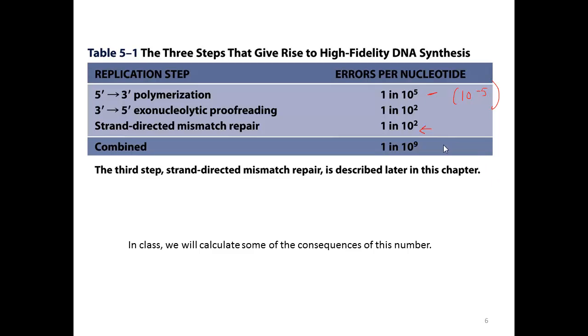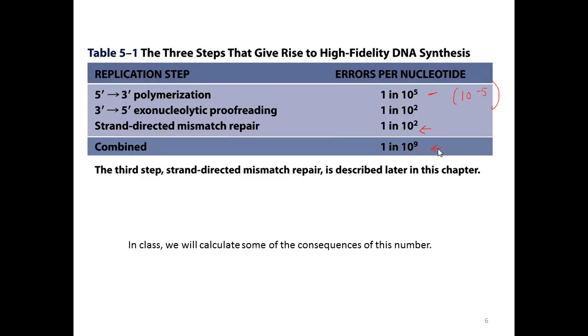So overall, in DNA replication, 1 base out of 10 to the 9th, so 1 base out of 1 billion, is incorrectly included into the genome. Now, you have 3 billion base pairs, 3 times 10 to the 9th base pairs. That means every time a cell divides, you are introducing 3 new mutations into the cell, on average.